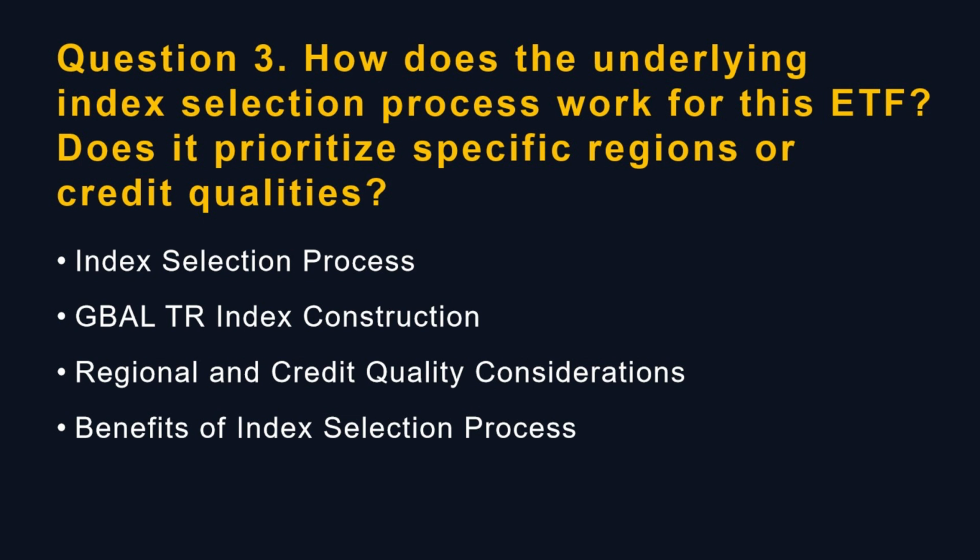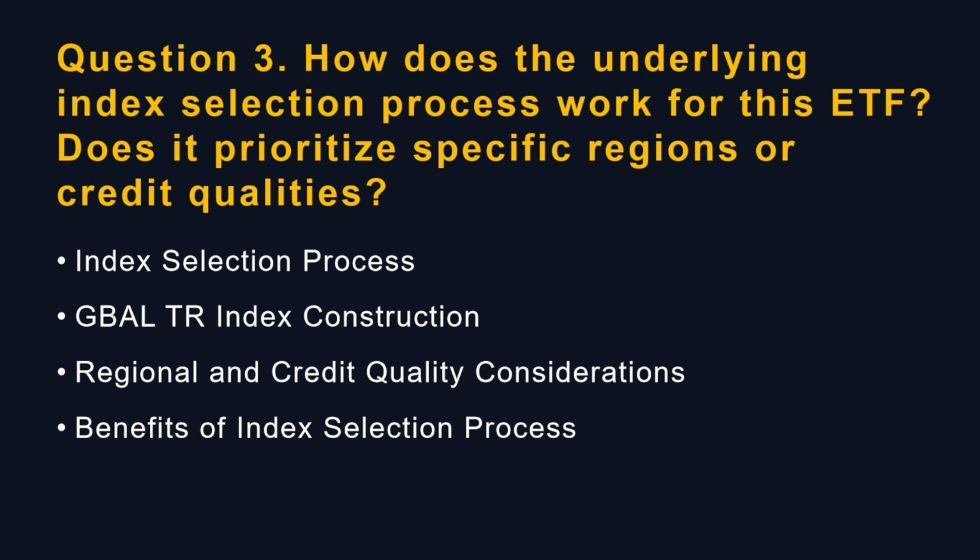The index prioritizes investment-grade bonds, but there might be a small allocation, usually less than 5%, to high-yield, below investment-grade bonds to capture some additional potential return but also introduce some credit risk. Benefits of index selection process.